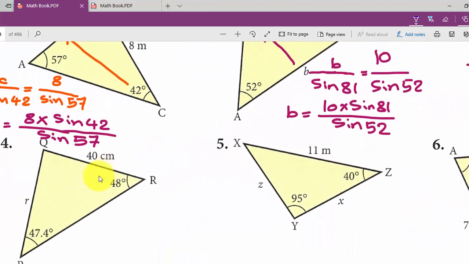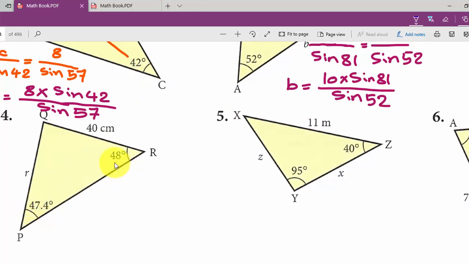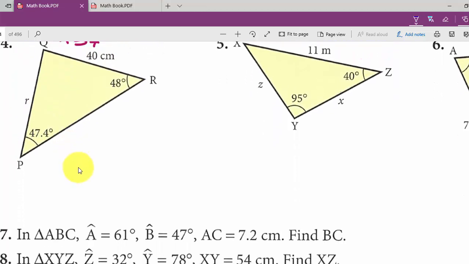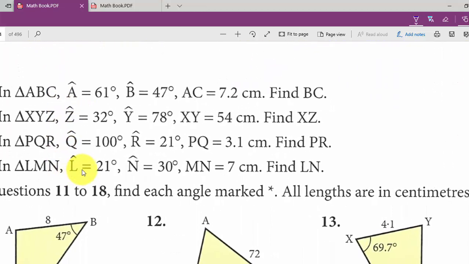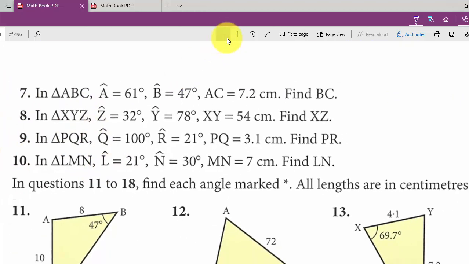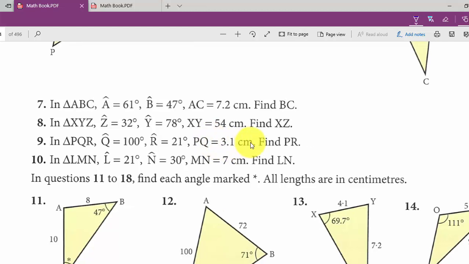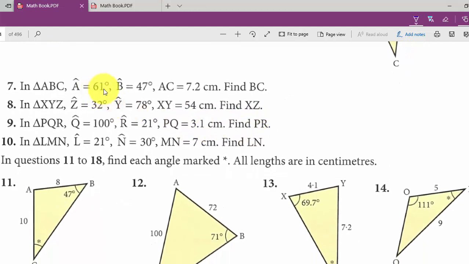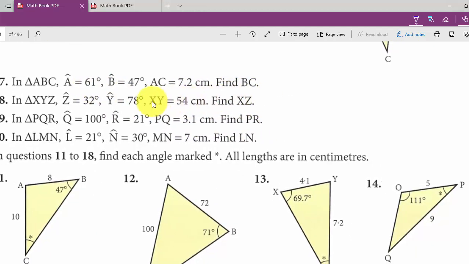Now question 4, same idea. Two angles are given, one side is given, one side is missing. So question 4, 5, 6 are your tasks. You do them. For questions 7 to 10, we need to sketch the triangle and then find the missing side.